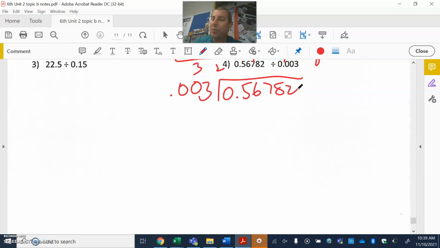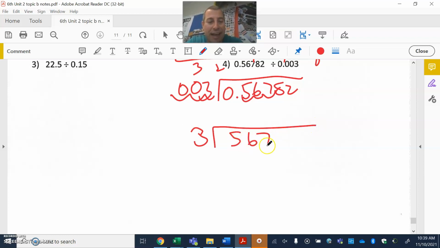Really, what are we doing here? That's going to move that place value, a 1, a 2, a 3 times. So a 1, a 2, a 3 times. So really, I've got a 3, and I've got 5, 6, 7, decimal point, 82. Push that decimal on up, and let's start dividing here, people.